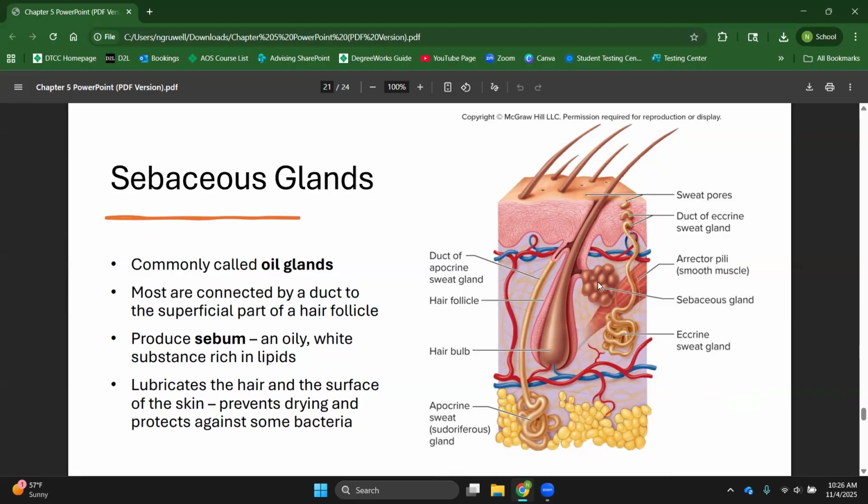And so sebaceous glands secrete a substance called sebum. And so that's an oily substance. That's why they're more commonly known as oil glands, rich in fats. And that's going to travel up the hair follicle onto the surface of our skin. It helps lubricate the hair itself as well as our skin, so it prevents our skin from drying out. And it has a little bit of a protective function. It makes it a little tougher for bacteria and some other microorganisms to actually stay on the skin or get through that sebum.